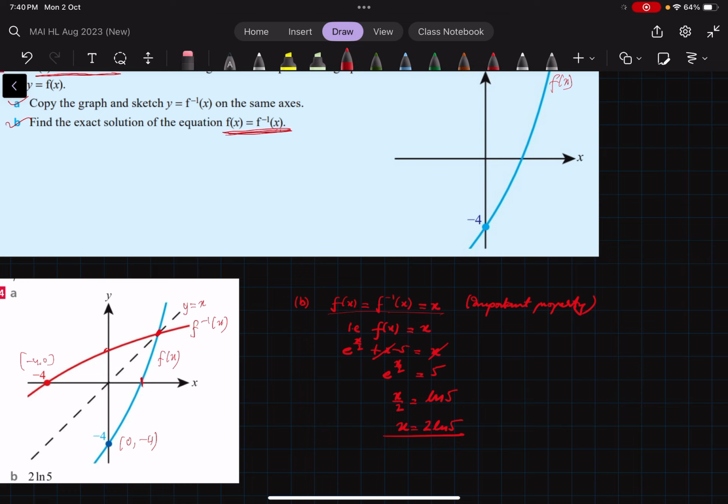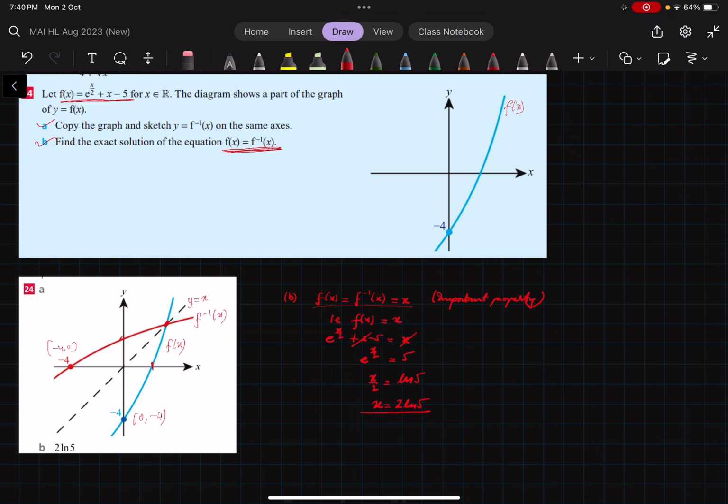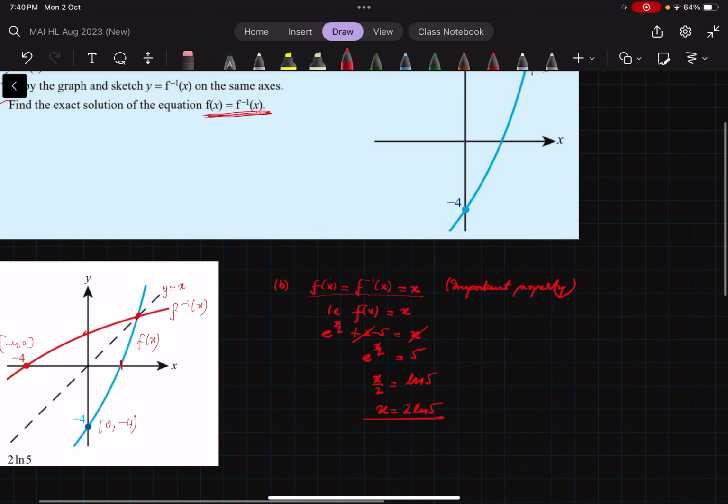You know your f(x), which is given, e raised to x upon 2 plus x minus 5. You solve f(x) is equal to x. So plus x and minus x cancel out. So e raised to x by 2 is equal to 5. So x upon 2 is equal to ln 5. Because your x upon 2, this goes as log 5 to the base e. Log to the base e is ln. So make x the subject, so x is equal to 2 ln 5.